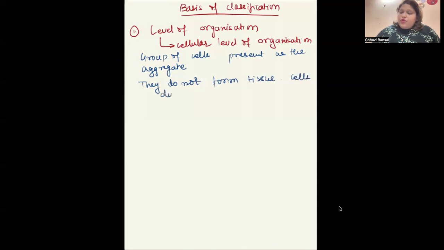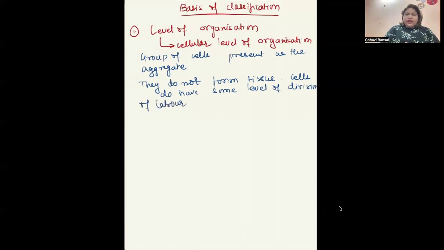Cells do have some level of division of labor. Means the task is divided. Okay, some organisms have tasks divided among different groups of cells. Like these cells will perform one task, the other type of cells will perform the other task, but they haven't formed any tissue yet. Okay, example.